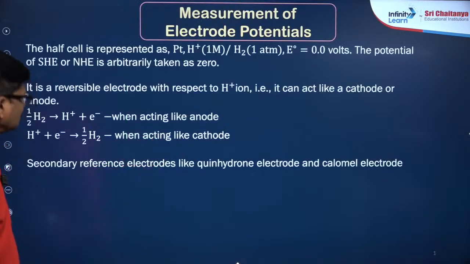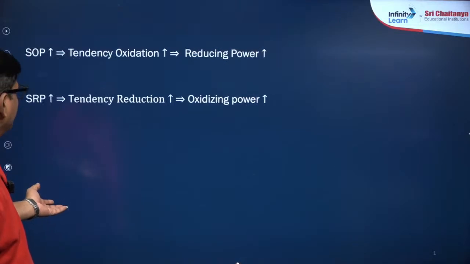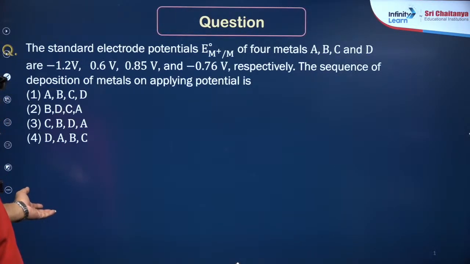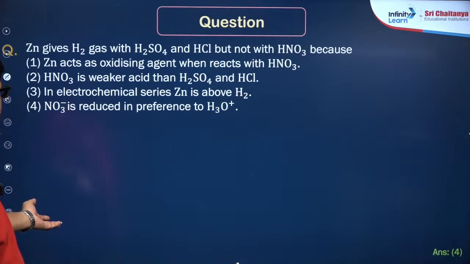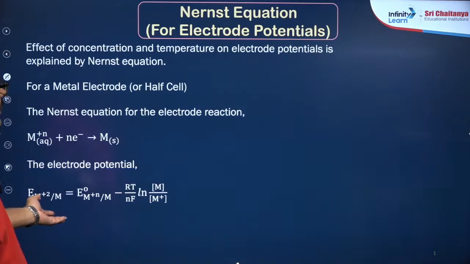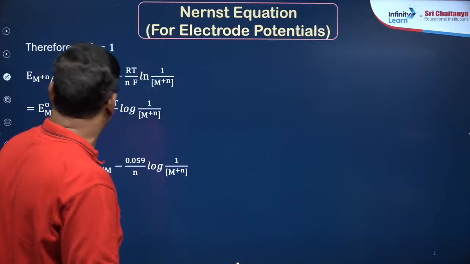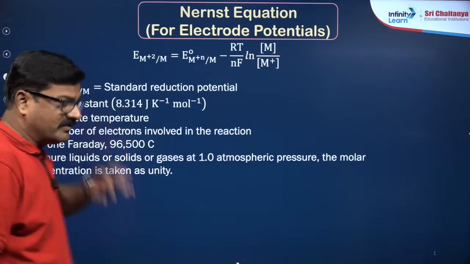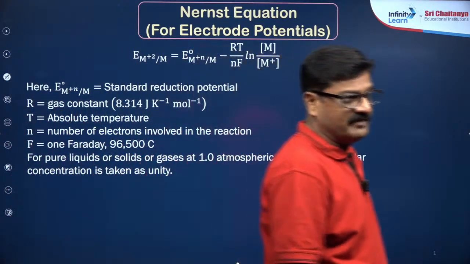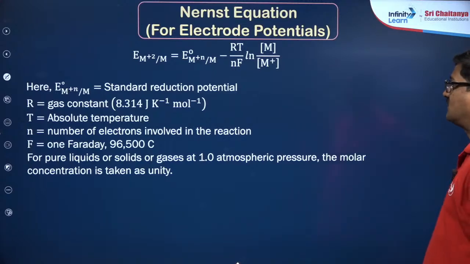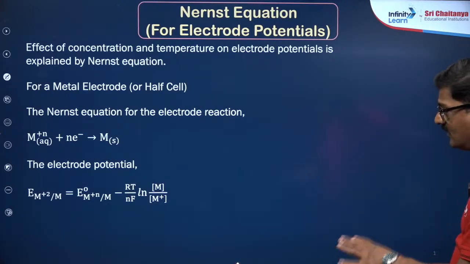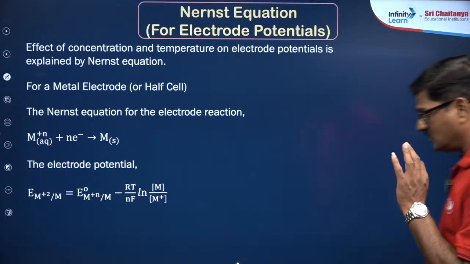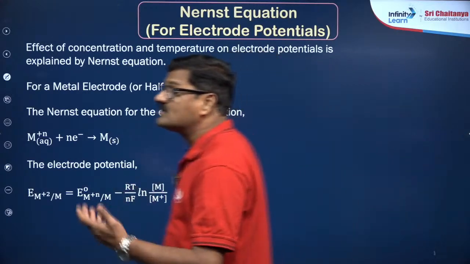Okay, measurement and all, we did these things. Okay, now talking about, we all completed these things in the previous class. Okay, Nernst equation also we completed in the previous class. Remember what is Nernst equation? Nernst equation is the equation we calculate electrode potential at given concentration.